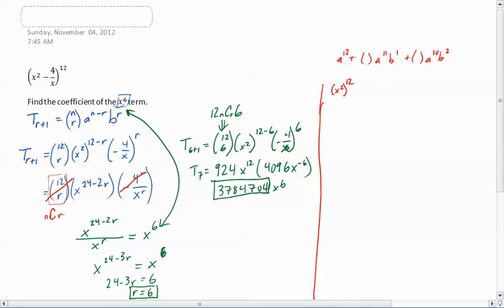So I'm going to go on to the next one. The next one would be x squared to the 11th, and b, which was 4 over x, to the 1st. So I've got x squared to the 11th, which is x to the 22, divided by x to the 1st. Okay, that's not 6 either. So we're just going to go on from there.